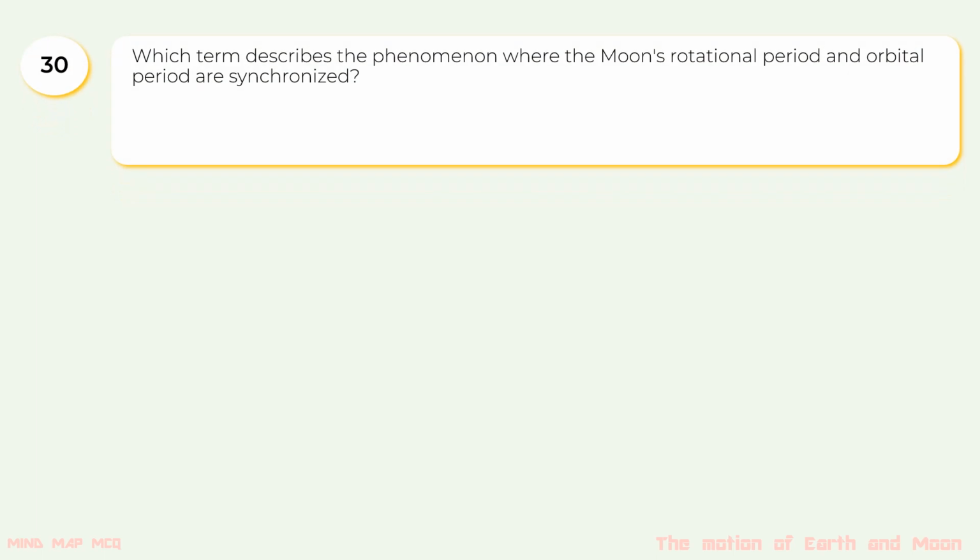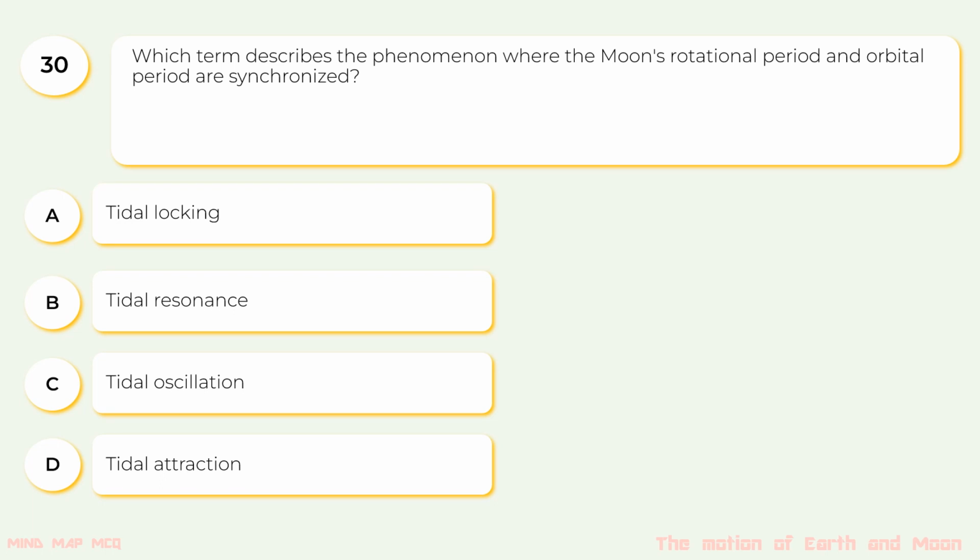30. Which term describes the phenomenon where the moon's rotational period and the orbital period are synchronized? A. Tidal locking. B. Tidal resonance. C. Tidal oscillation. And D. Tidal attraction. The correct option is A.